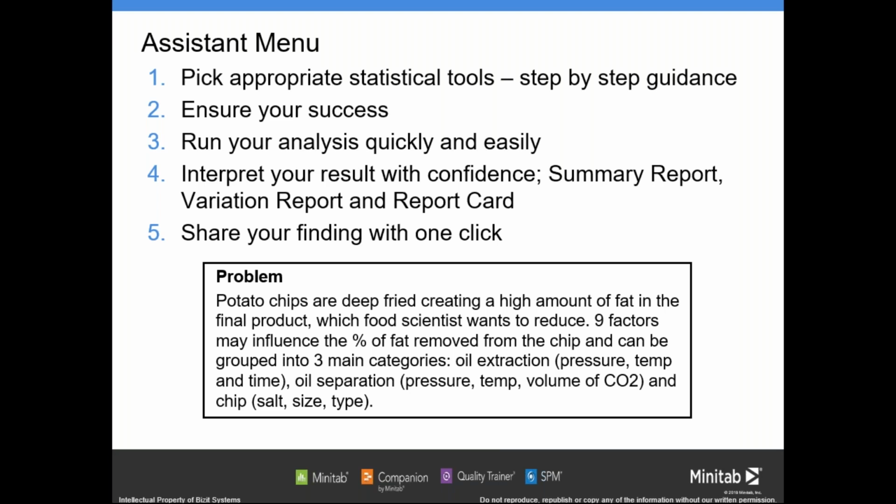Potato chips are deep fried, creating a high amount of fat in the final product, which food scientists want to reduce. Nine factors may influence the percentage of fat removal from the chip and can be grouped into 3 main categories. First is oil extraction, which has pressure, temperature, and time. In oil separation, we have pressure again, temperature, and volume of CO2. And then for the chip, we have the size of the chip and the type. It means we have 3 main categories, each with 3 factors, so we have 9 factors, and we want to know which factors matter. That's why we are using the screening part.